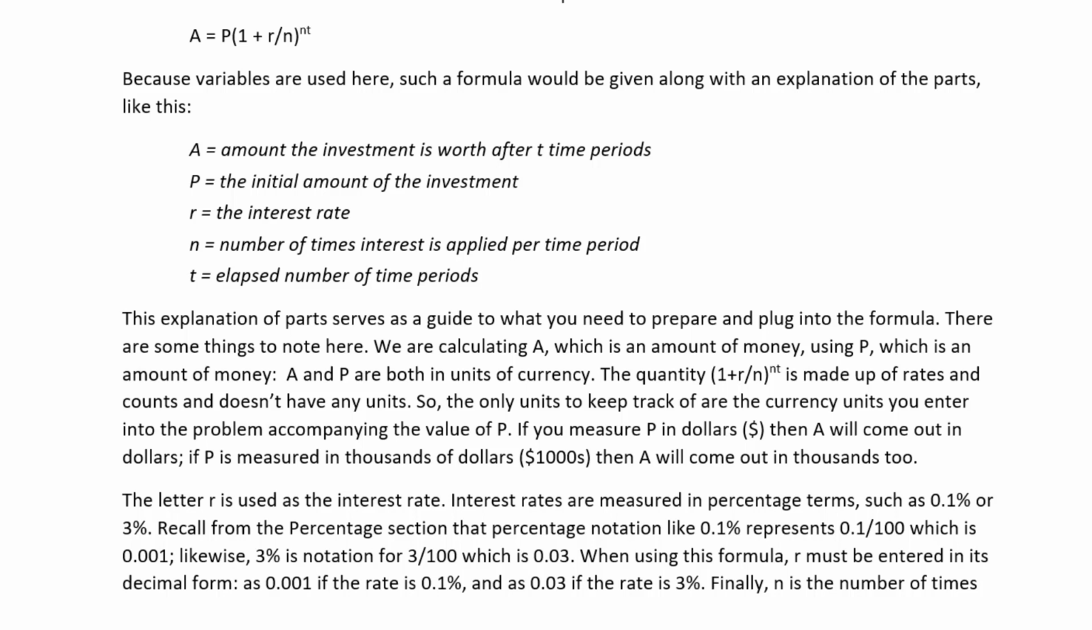What this means is that if you measure P in dollars and do the calculation, then A is going to come out in dollars. If P is measured in thousands of dollars, then A will come out in thousands too. So the units that this formula is going to produce are going to be some form of currency. But what that form is, is up to you when you calculate it. You choose in terms of the currency that P is in when you plug it in. That's what units A will be in when you get it out.